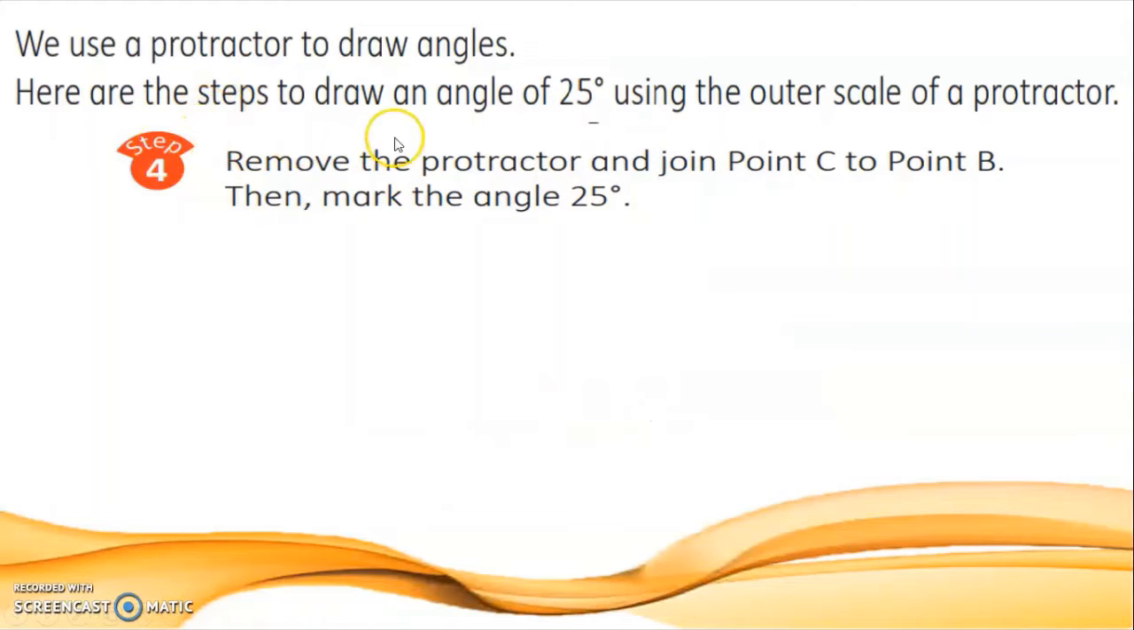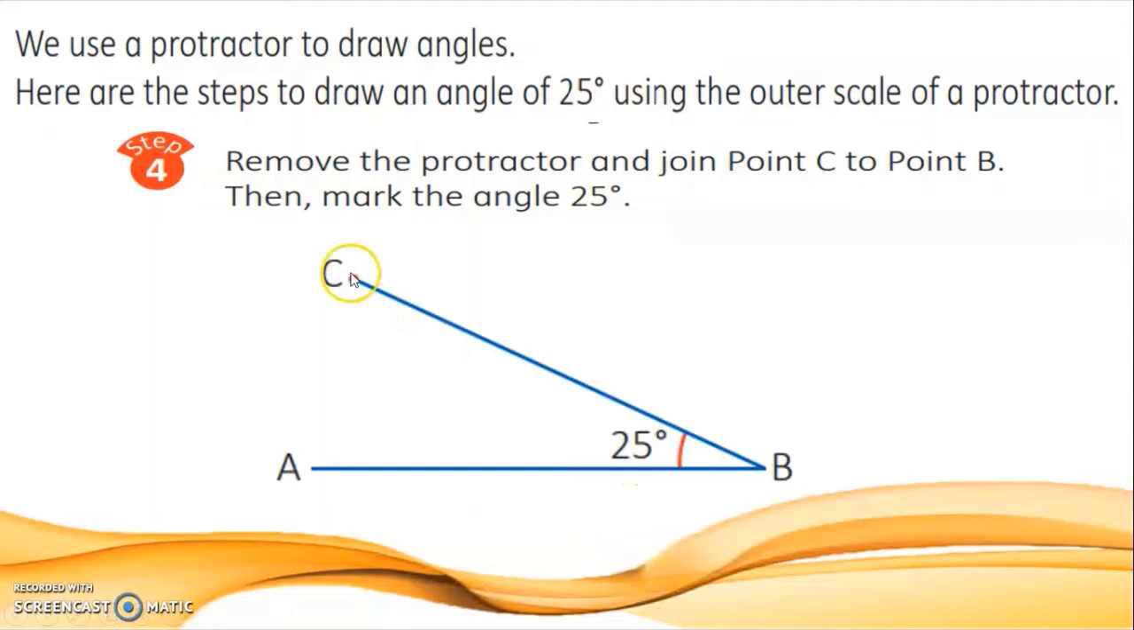Step 4, remove the protractor and join point C to point B. Then mark the angle 25 degrees. So we already have here, and this is 25 degrees. So angle ABC is equal to 25 degrees.